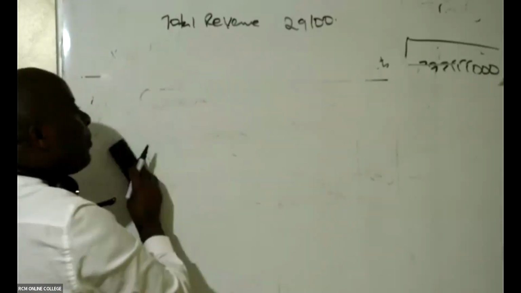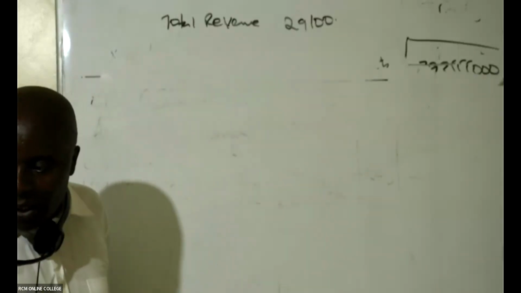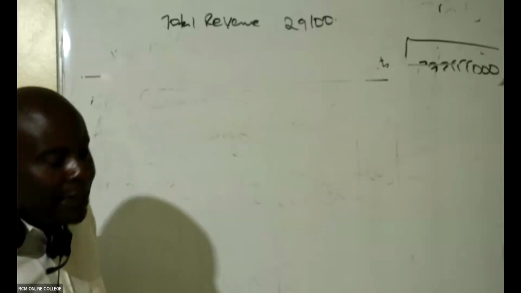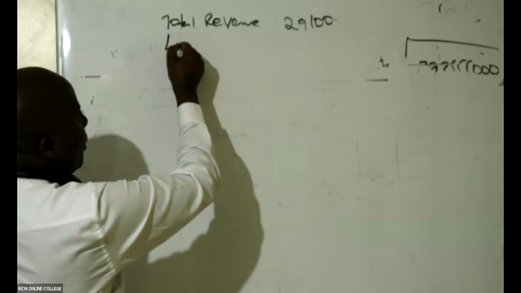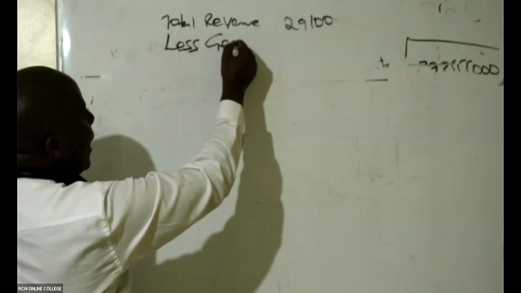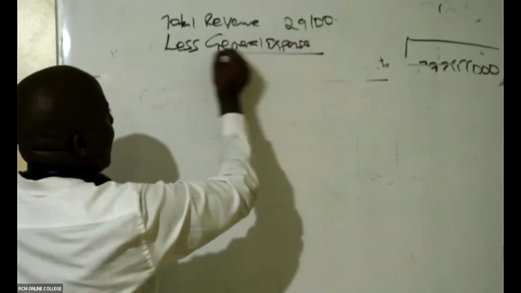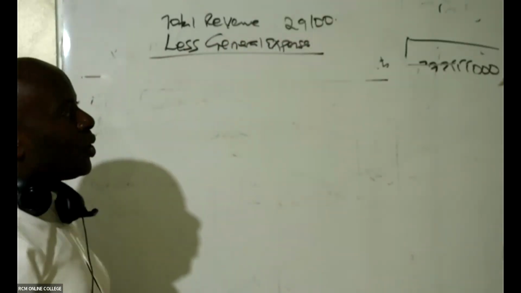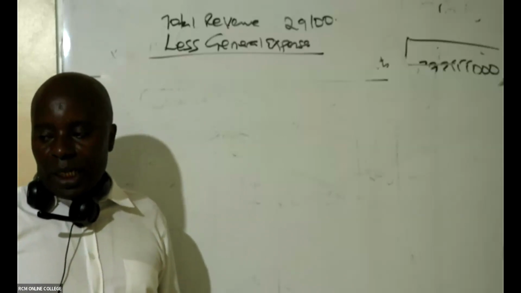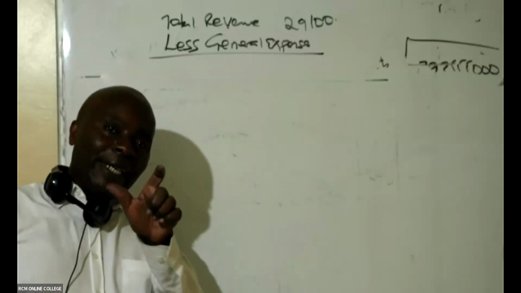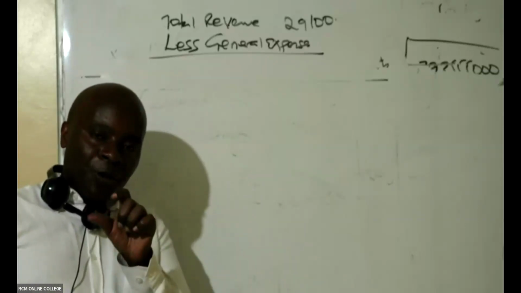And then now, which expenses are we going to subtract? So we'll come and less the general expenses. The ones that are overheads, the ones that are common to both.